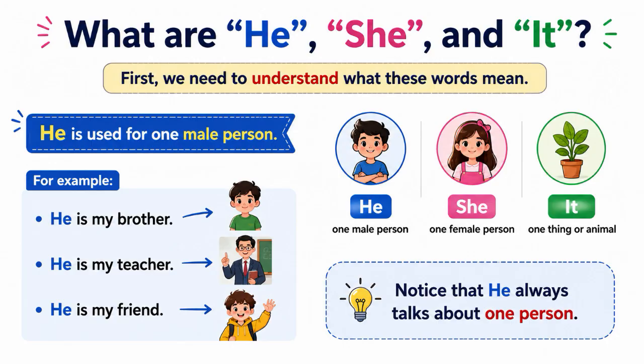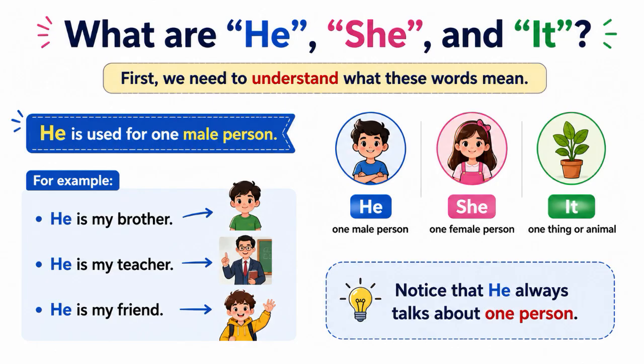If you watched episode number 1, then you already know that a simple sentence has 3 parts: subject, base verb, and object. Now, what are he, she, and it? First, we need to understand what these words mean. He is used for one male person. For example, he is my brother. He is my teacher. He is my friend. Notice that he always talks about one person.